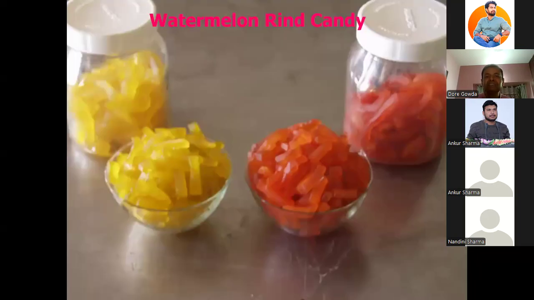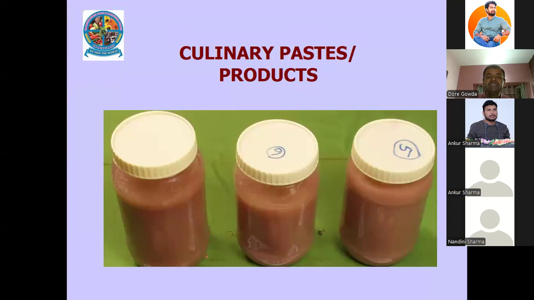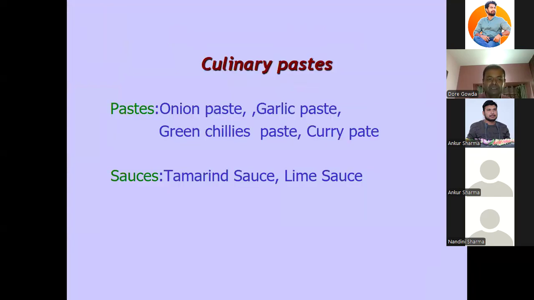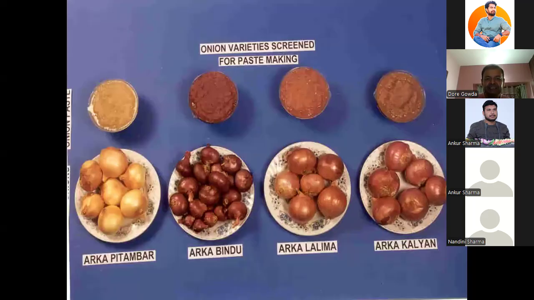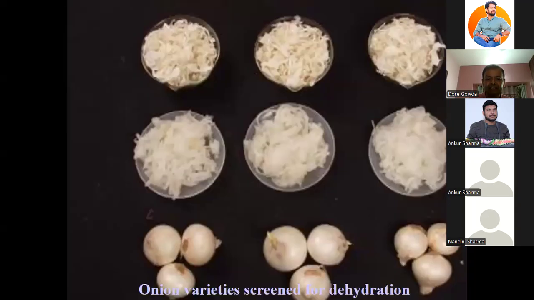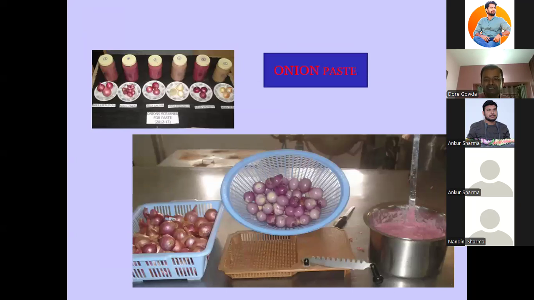This is a watermelon rind candy, we can see how attractive the color is. Then watermelon rind pickle. These are culinary pastes, that is onion paste. This is Arka Pitambara, one of the varieties developed at IIHR, good for dehydration. These are different varieties, white varieties, onion dehydrated. This is culinary paste.